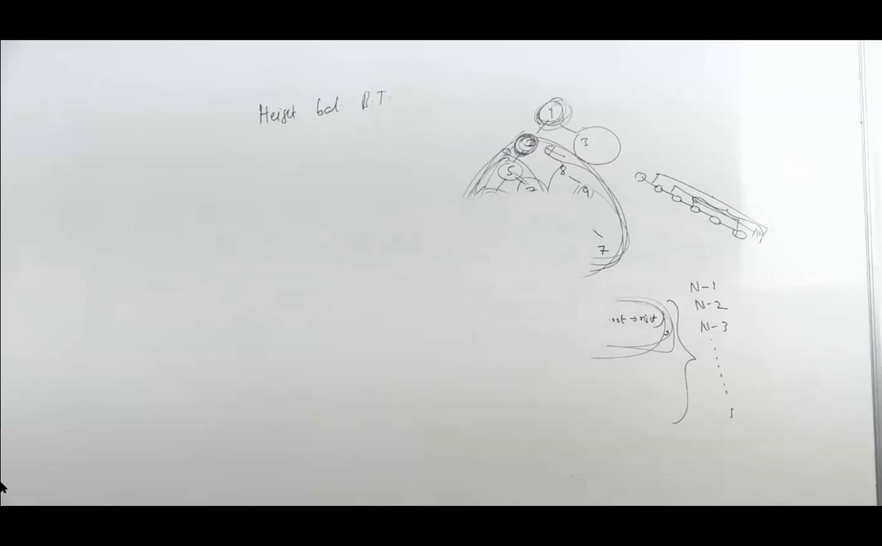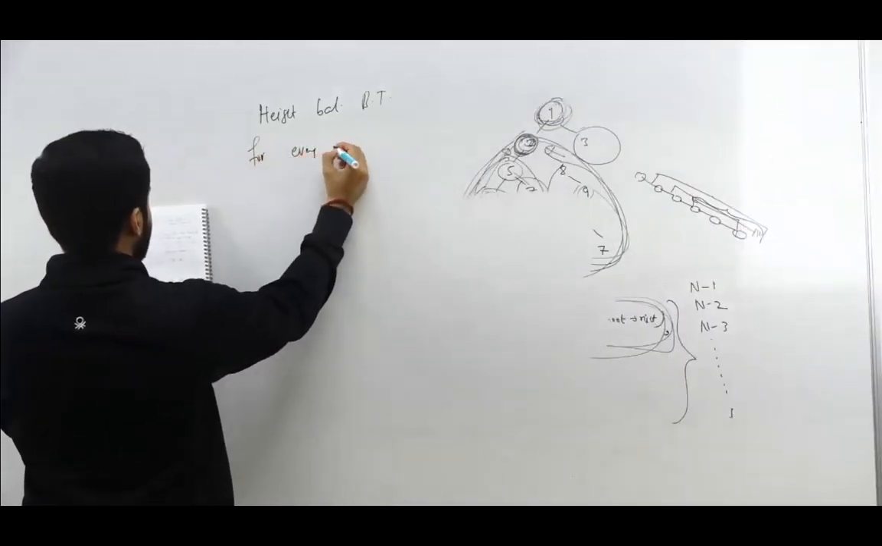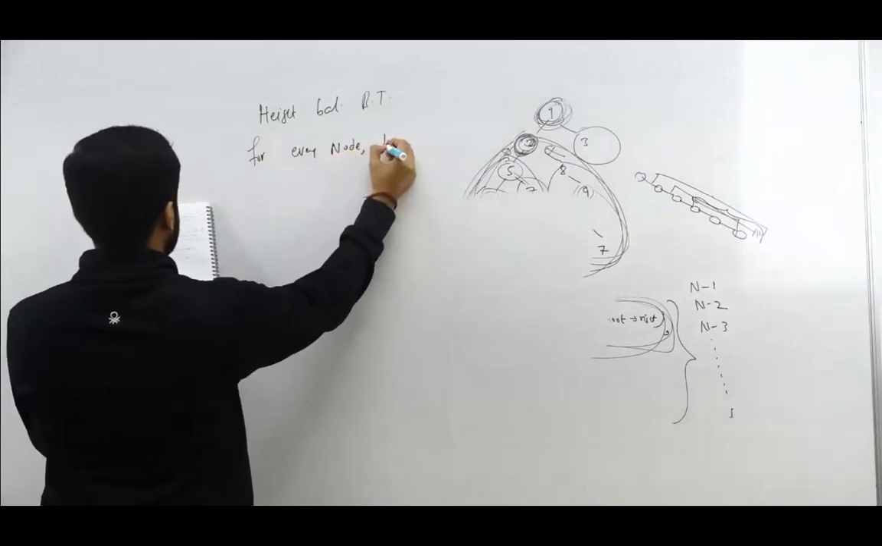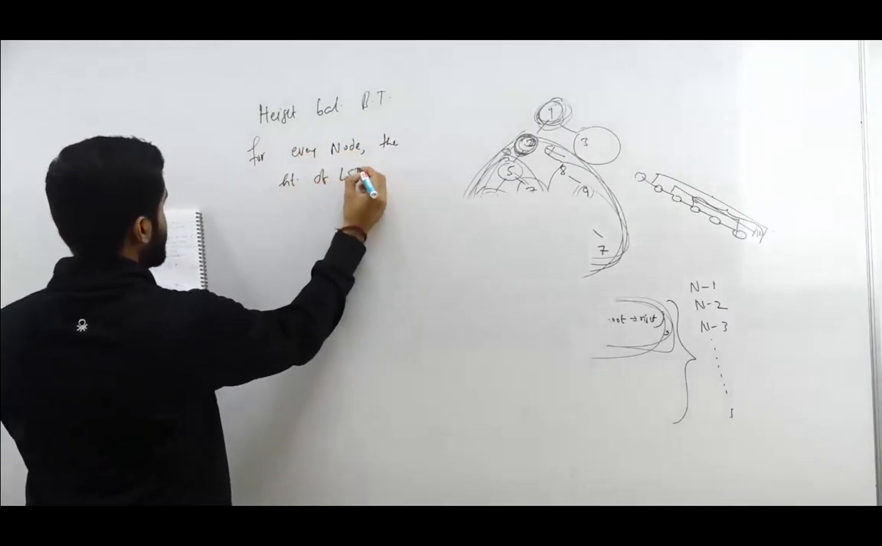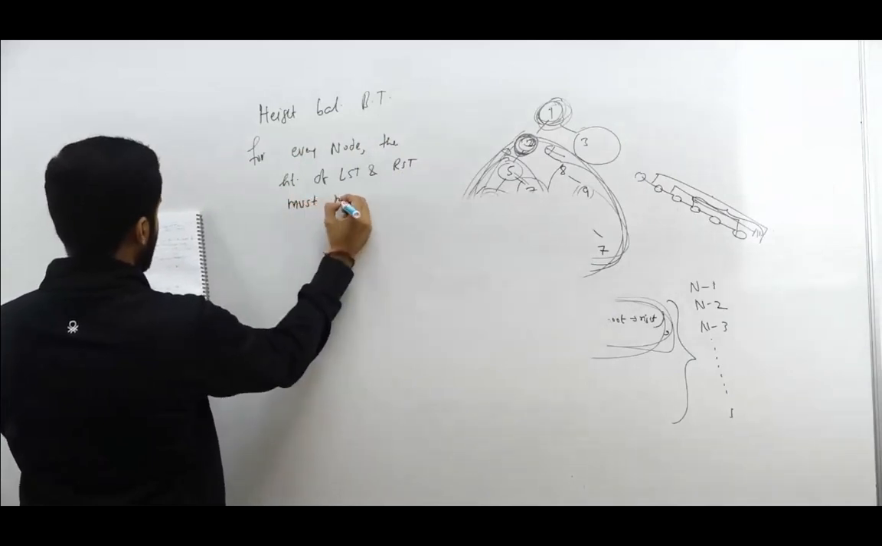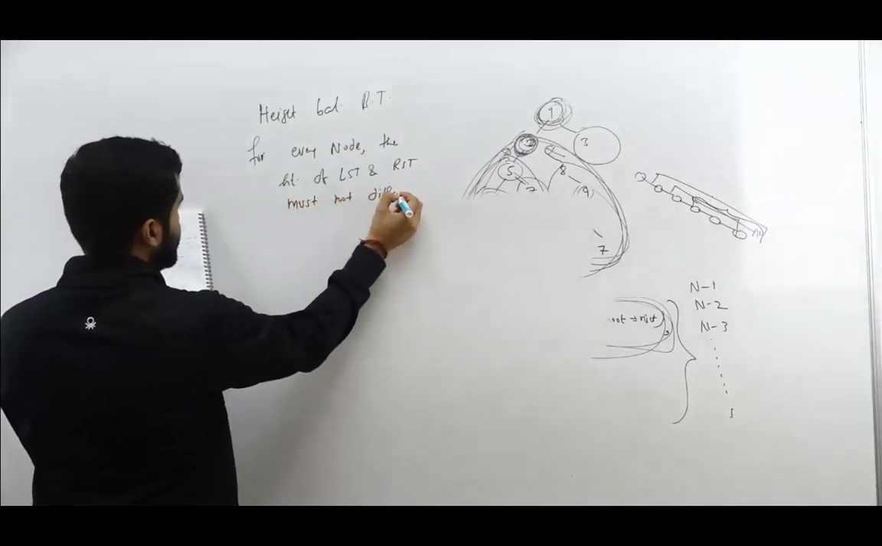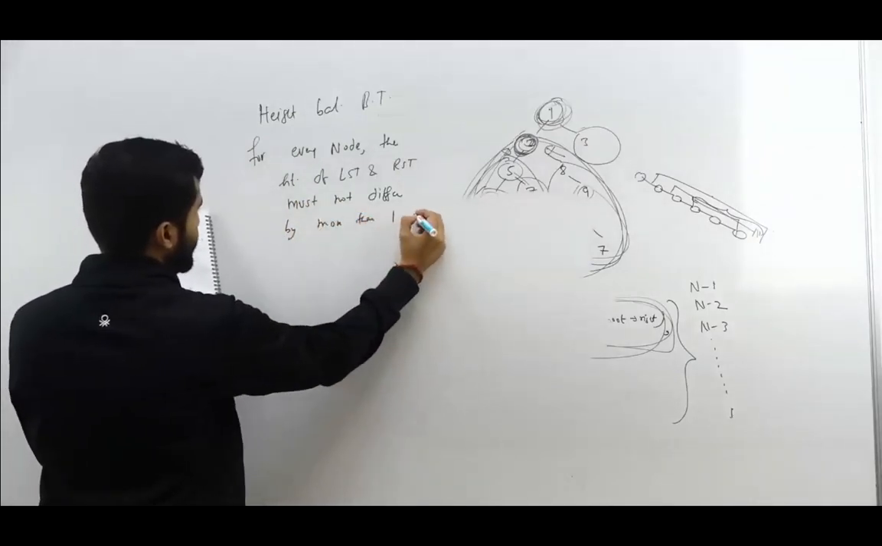Yeah. Anyone who knows the meaning of height balanced tree can define it for me? So a height balanced tree is one where for every node, the height of the left subtree and right subtree must not differ by more than 1 unit.